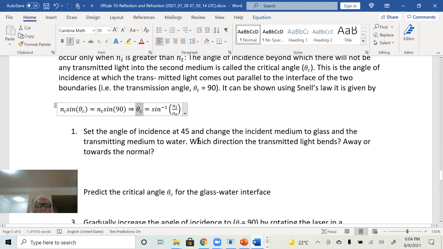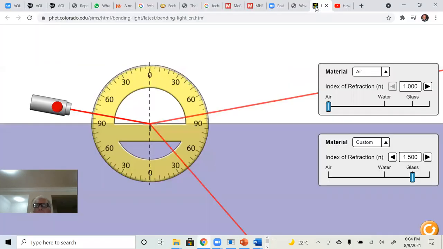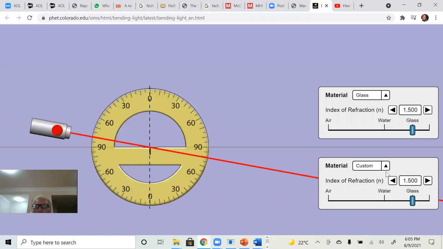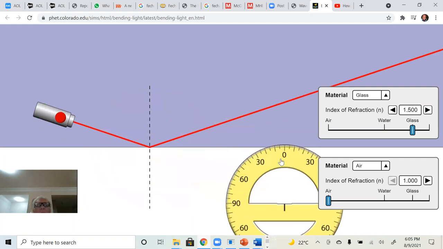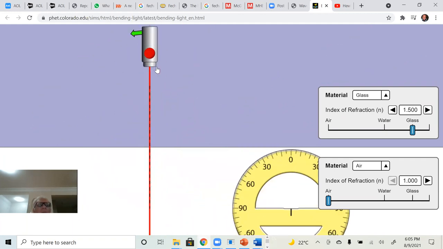Set the angle of incidence to 45 degrees and change the incident medium to glass. We're going to do that. Here you go. Not here, right here. Now you are going to make this medium here glass. The other medium, you're going to make it air. Okay? So here you go. I'm going to take out this protractor so it doesn't get in the way. I'm going to start at 0 degrees.